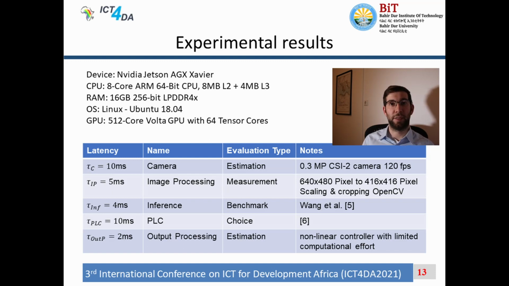Next is the PLC. Here you can choose the cycle time yourself, which we've done extensively in the previous work. And we settled on a cycle time of 10 milliseconds. Lastly is the output processing. Here we estimated that the output processing, which basically is a nonlinear controller with limited computational effort, is around 2 milliseconds.